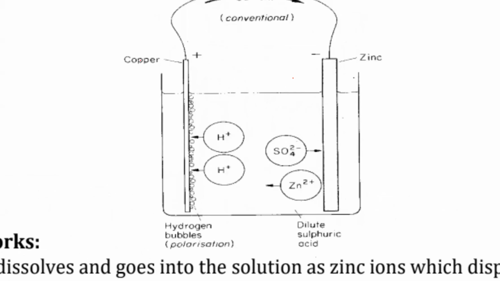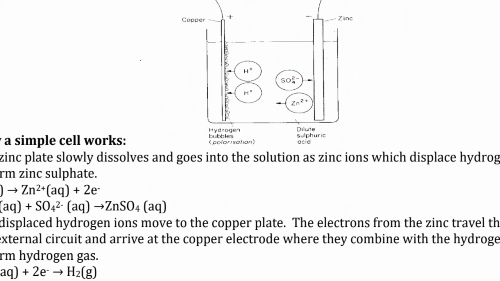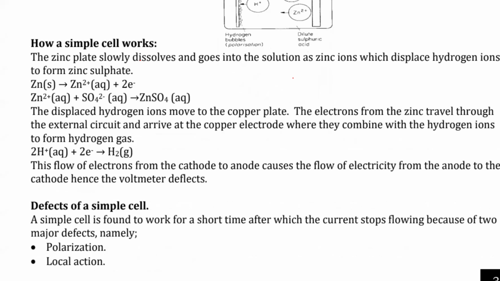So the electrons, not water, they will form hydrogen gas. Sorry about that. So the hydrogen ions and the electrons that have been flowing from zinc to copper will combine there and form hydrogen gas. How we will see that hydrogen gas is formed is that we will see bubbles on the copper plate. And when we see those bubbles, we know that hydrogen gas has been formed at that point.